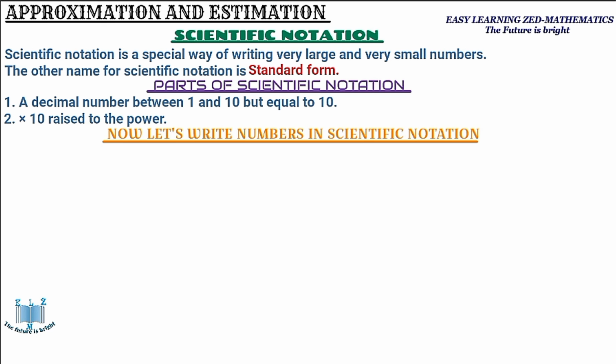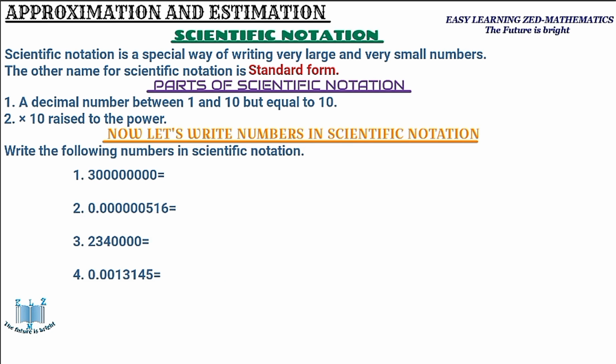Here are the numbers, and the instruction is: write the following numbers in scientific notation. First we write the decimal number which is between 1 and 10, but it shouldn't be equal to 10. It should be less than 10. So you can write 9.9, 9.93, like that, but it shouldn't be equal to 10.